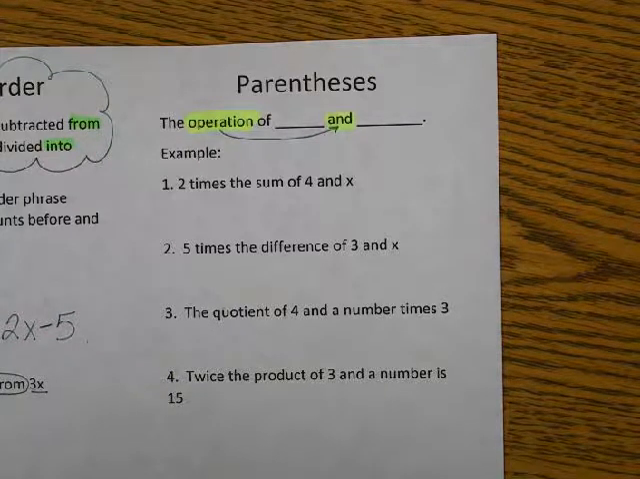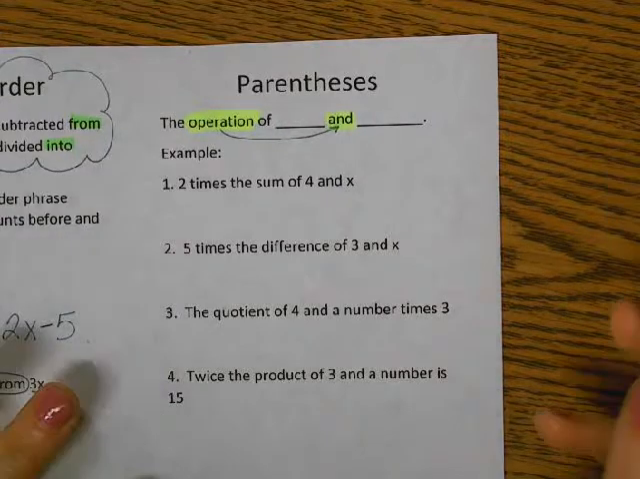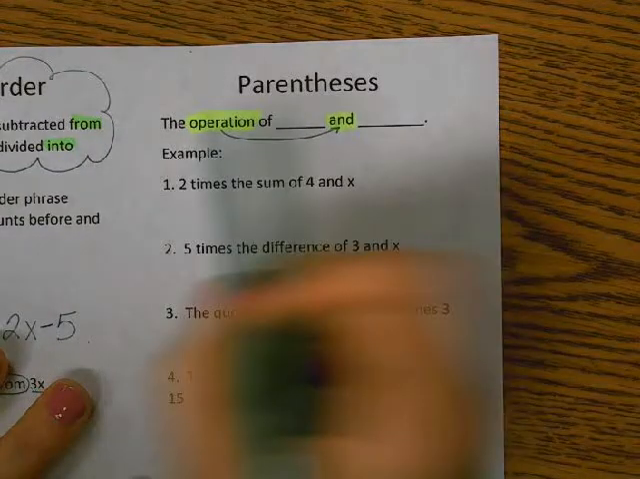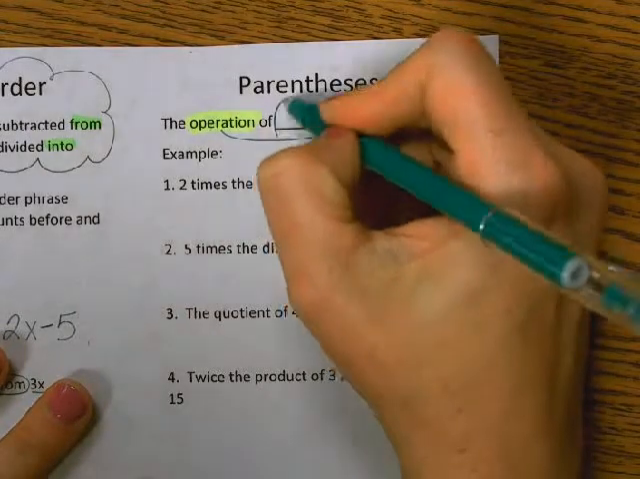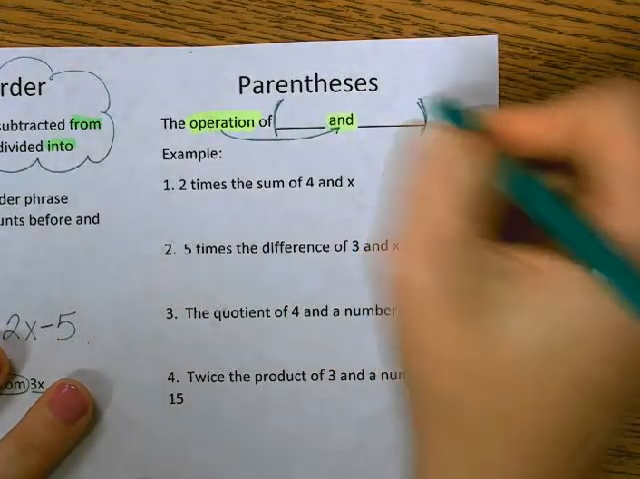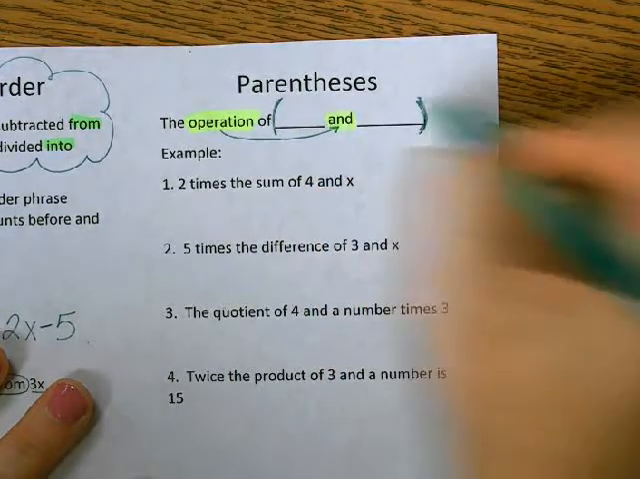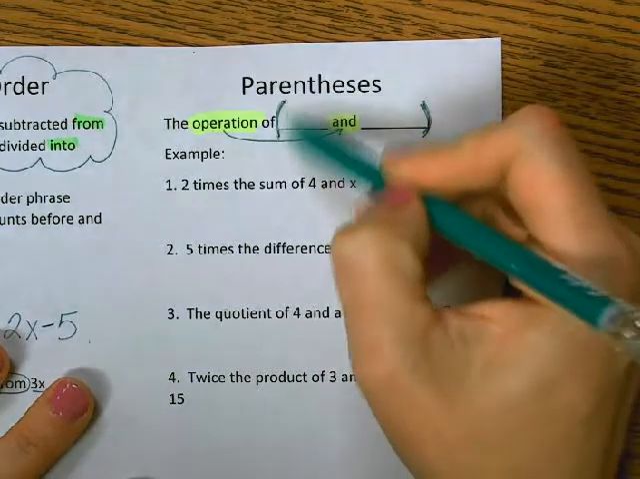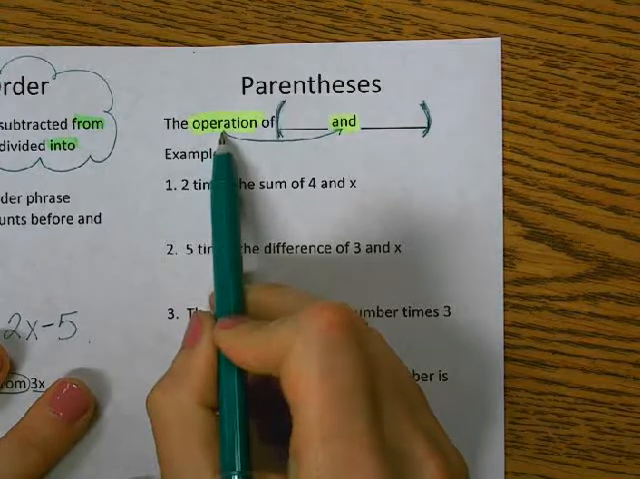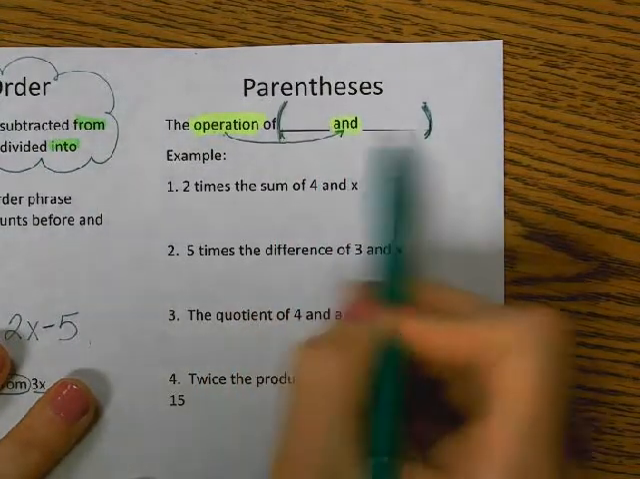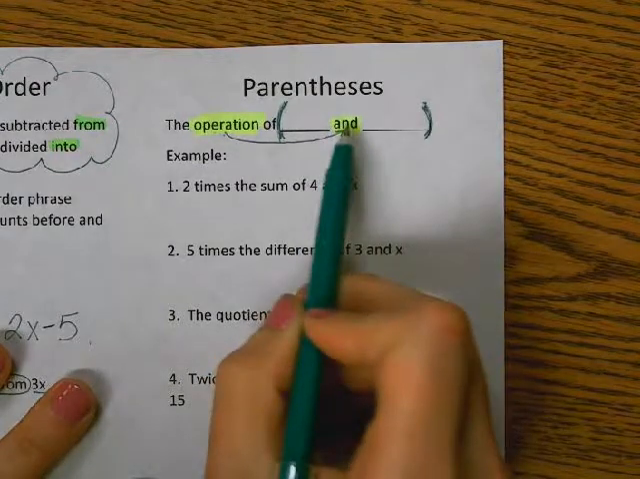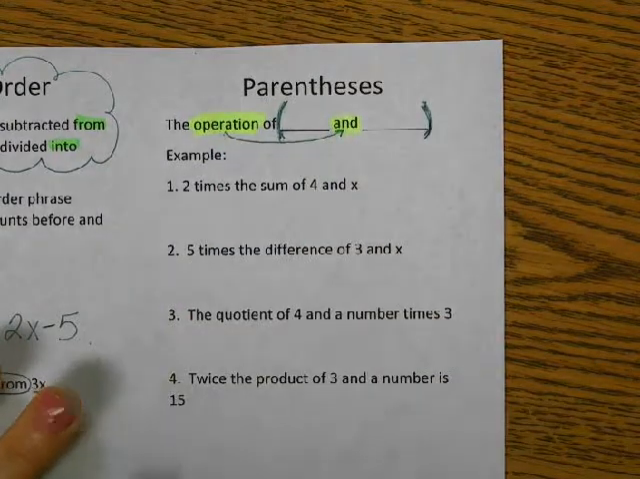So I have an example of each one. Let's look and see. Also, when you see the phrase "the something of," immediately after it we're going to put parentheses around whatever it is and whatever the other thing is. That's where we put the parentheses. So the operation of, open your parentheses, underline and underline. And then remember, "and" is going to have that operation.